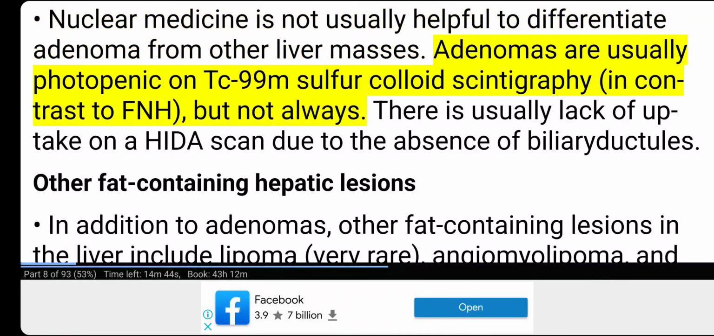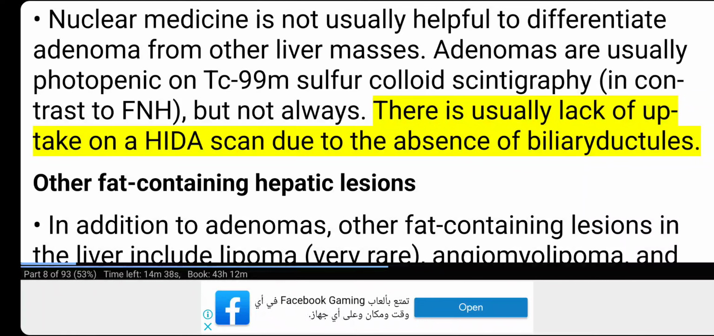Adenoma are usually photopenic on Tc-99m sulfur colloid scintigraphy, in contrast to FNH, but not always. There is usually lack of uptake on a HIDA scan due to the absence of biliary ductules.